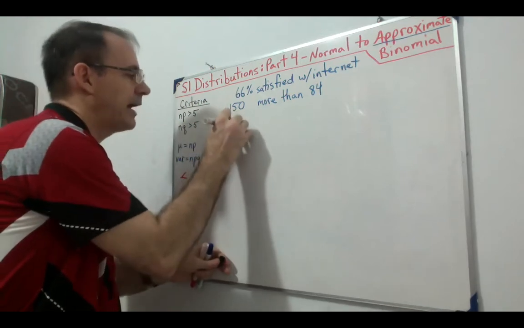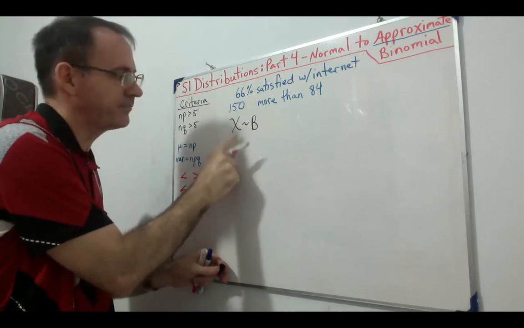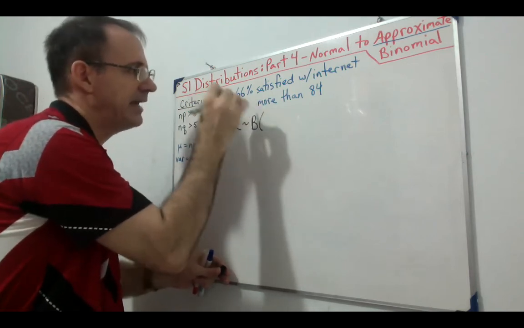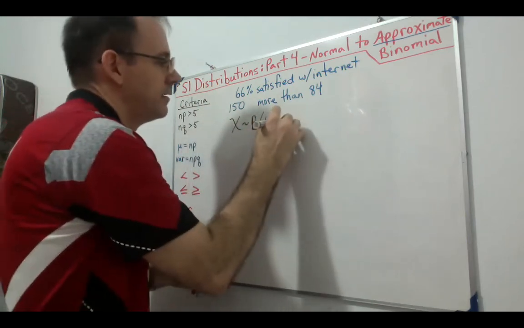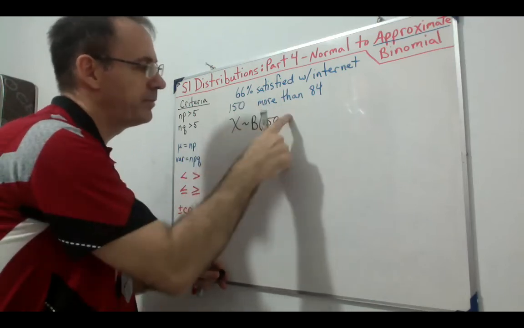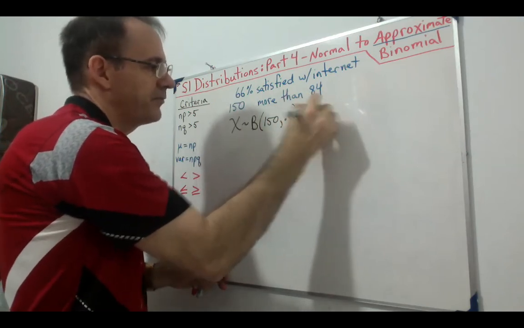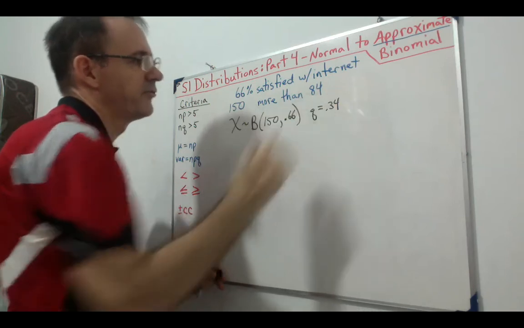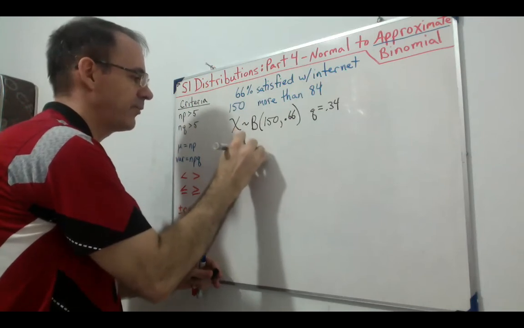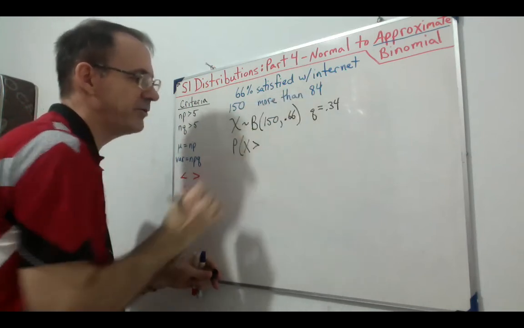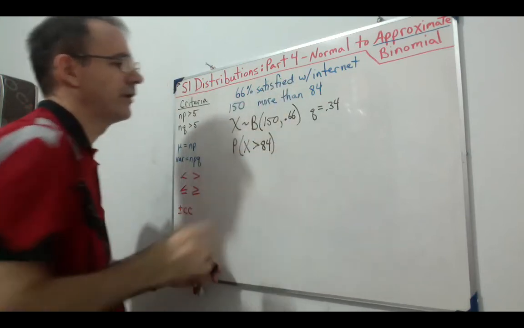So we're going to start with our binomial notation. Random variable that is satisfied or not, distributed binomially. N is now 150 sampled people. And the probability of success is 0.66. So that means our probability of failure is 0.34. Okay. Now we need to set up our probability statement that our random variable has more than, that's greater than, but not equal to, more than 84.